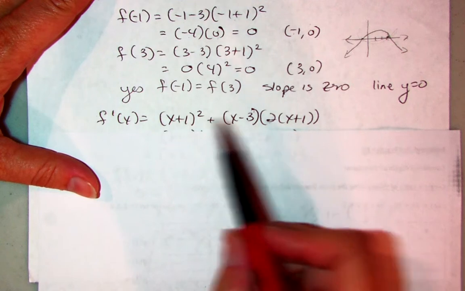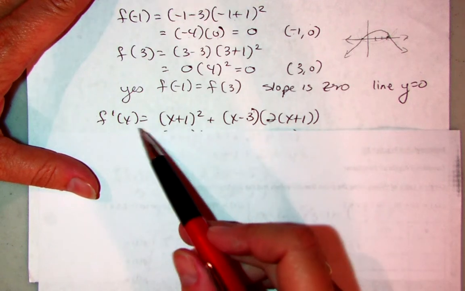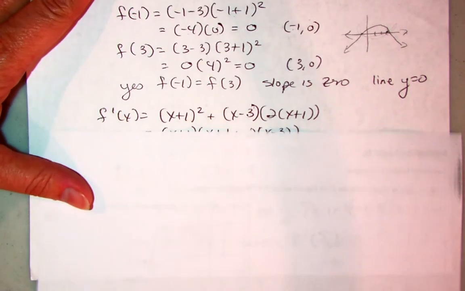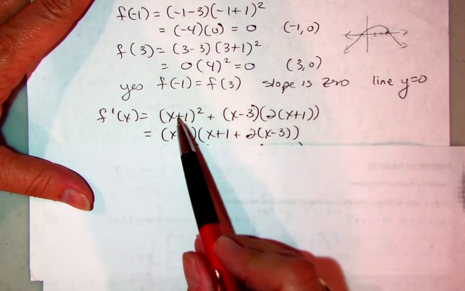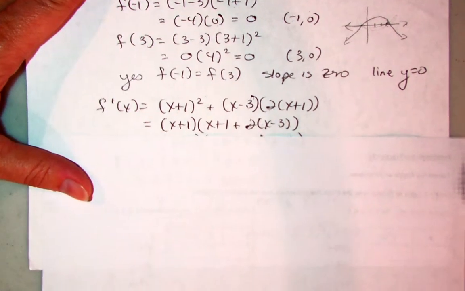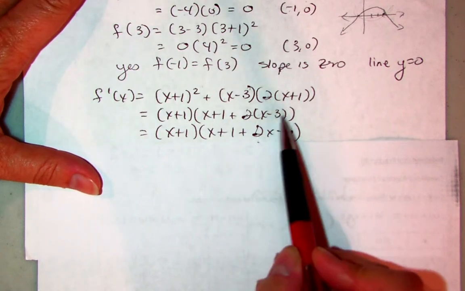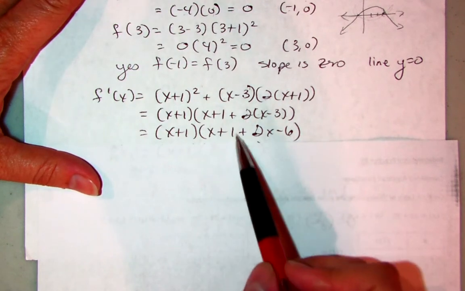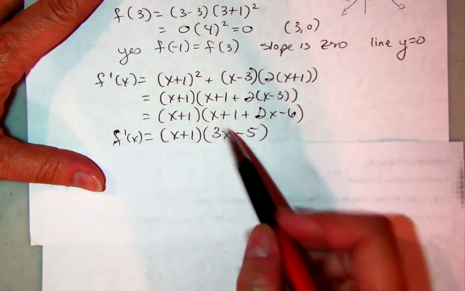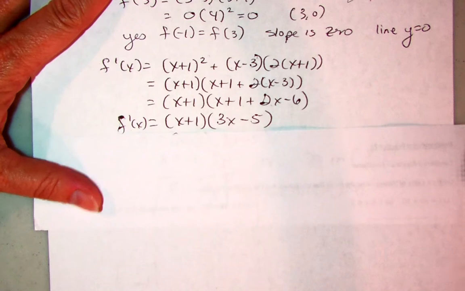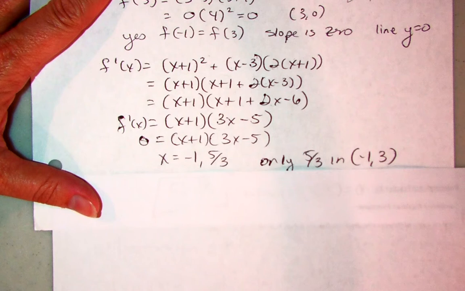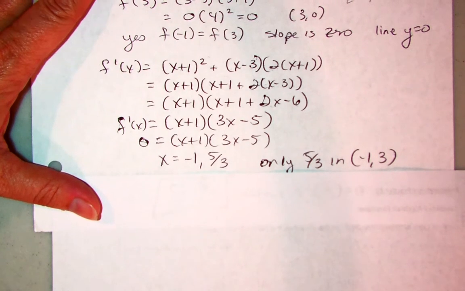Then, since I am going to set this equal to 0, I need to factor out my x plus 1. I took an x plus 1 out of both terms. I'm left with x plus 1 plus 2 times x minus 3. We'll just multiply this all up, x plus 1 plus 2x minus 6. So now I have my two factors, x plus 1 and 3x minus 5. I'm going to set that equal to 0 to find my critical numbers, to find my relative mins and maxes. So x equals -1 and 5/3.